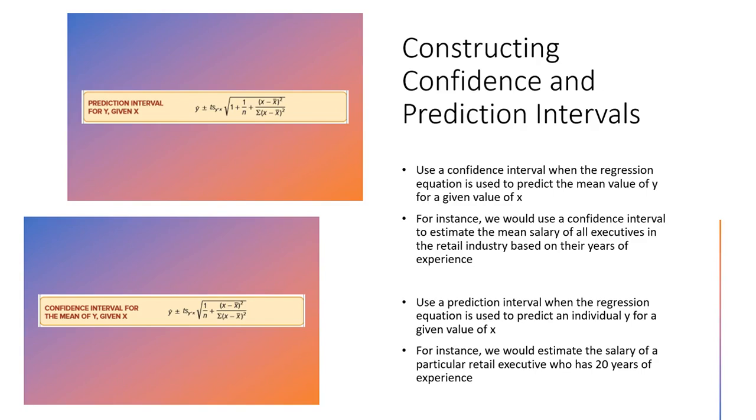The difference between these two is the 1 under the radical. So we just have 1 plus everything, or just 1 over n plus those values. And so the prediction interval will always be wider than our confidence interval.